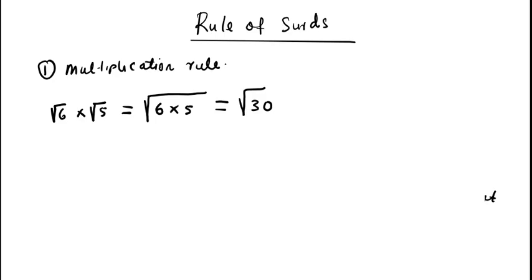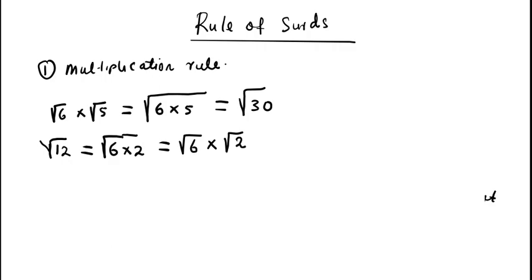We can also do it in this way. Square root of 12. This can also be square root of what? 6 multiplied by 2. This can also be equal to square root of 6 multiplied by square root of 2.